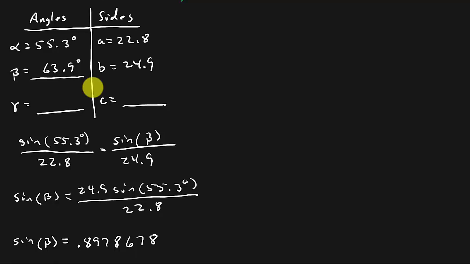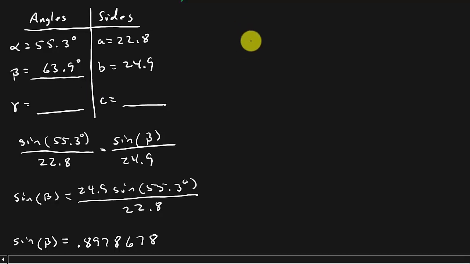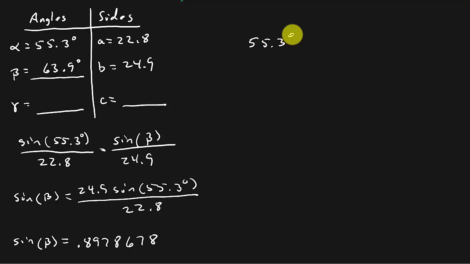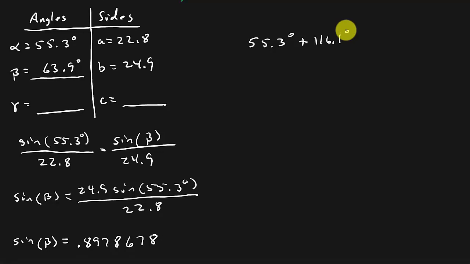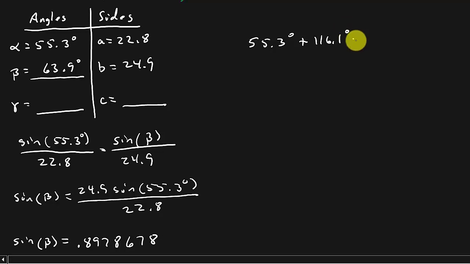All right. Well, the given angle is 55.3 degrees, right? That's our given angle. So we know that's an angle measure in the triangle. And if I add that to 116.1, what do I get? 55.3 plus 116.1, that is equal to 171.4. Is this less than 180? Yes. So that means we have a second triangle.